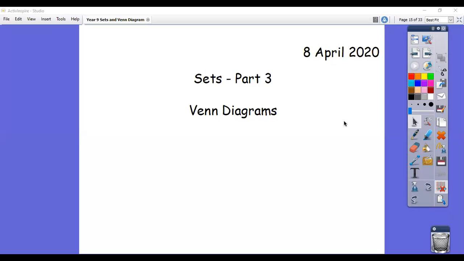We're now going to move on to sets, part 3. This is lesson 3 of 4, and we're going to look at Venn diagrams. Just a quick, brief intro.